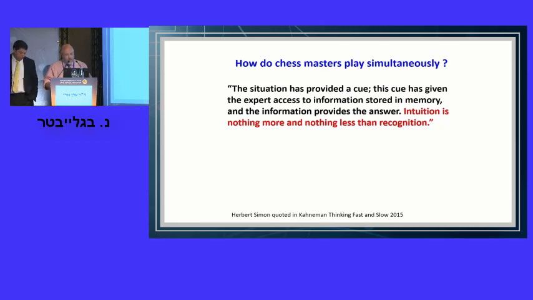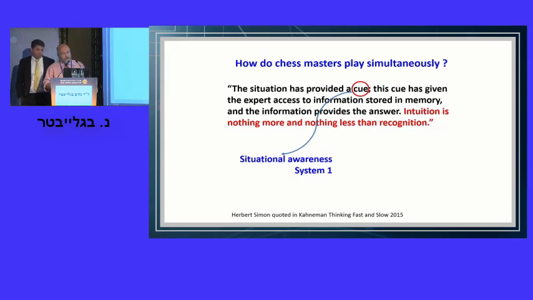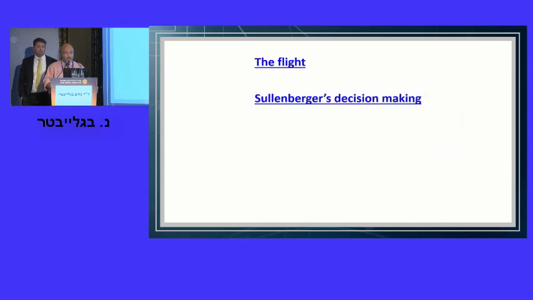So Kahneman and Simon asked themselves, how do chess masters, who play simultaneously, have less than a second to look at the table and decide what to do? They say that the situation has provided a cue. It provided a cue to them because they are so experienced. It will say nothing, there will be no cue, for me or for other mortals. This cue gives the expert access to information. The information, of course, is stored in memory, and the information provides the answer. Intuition is nothing more and nothing less than recognition.